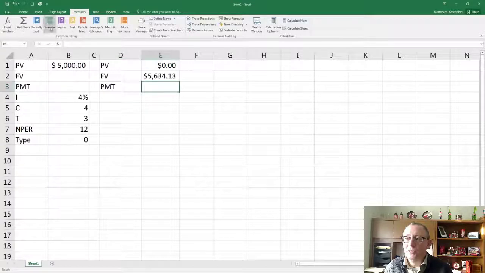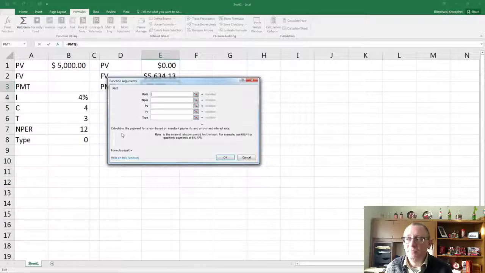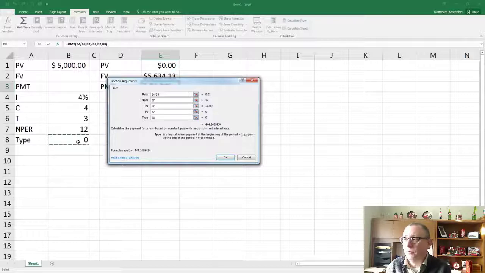So what we're going to do here with financial, we'll hit the financial. We find the PMT area. Rate, just like we did before. It's going to be the interest divided by compounding. NPER, there we go, NPER. Our present value, again, is a negative, but this time with our future value, we can leave it as a positive. And then type is 0. I'm sorry, we do need a negative there in our future value. All right, there we go.